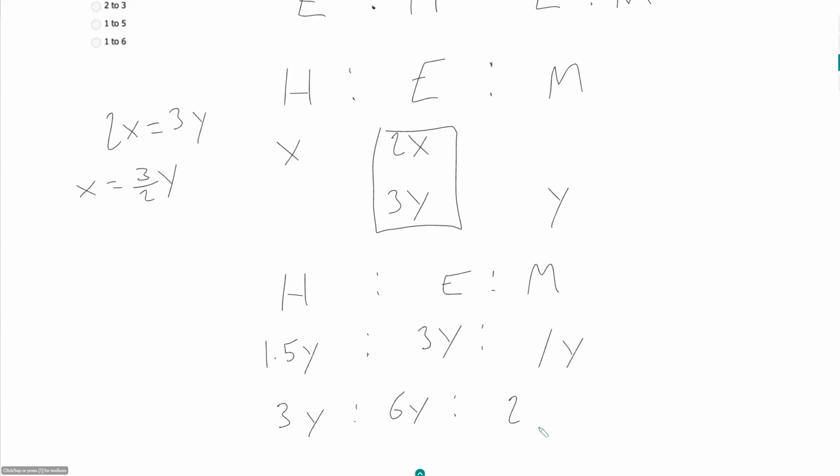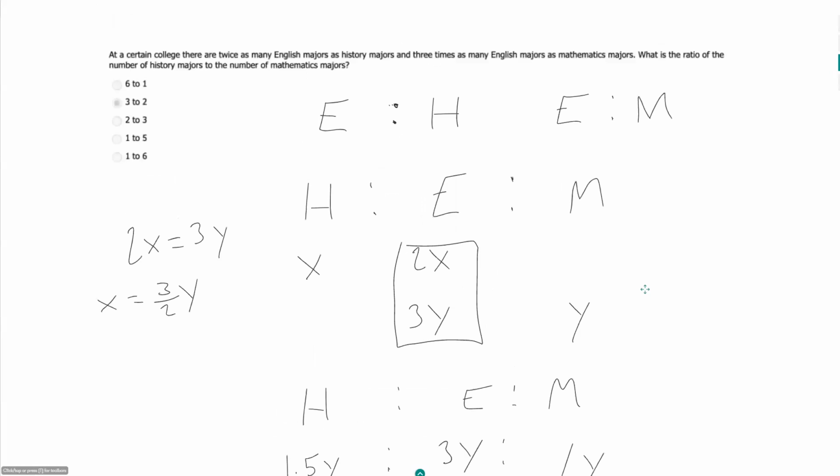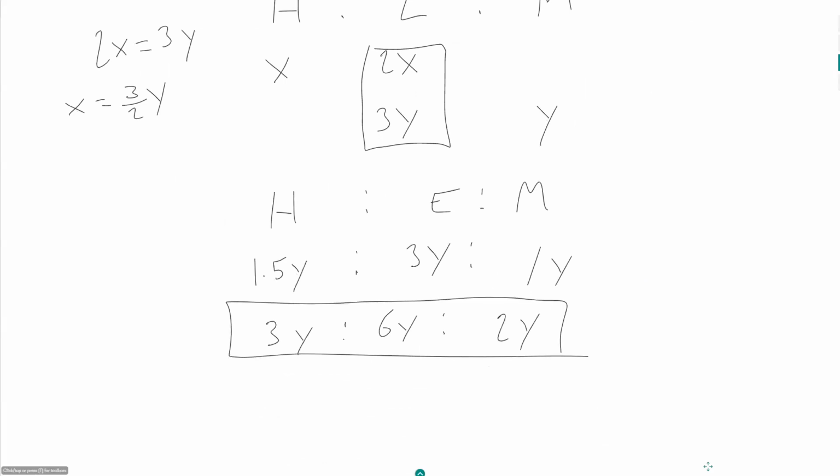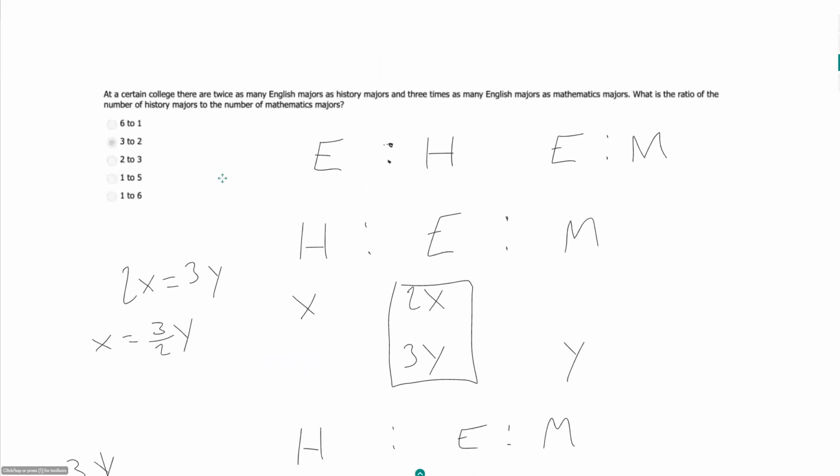to 2Y. And then what do they ask us for? They ask us for history majors to mathematics majors. So that should be 3Y over 2Y, which is just 3 to 2.